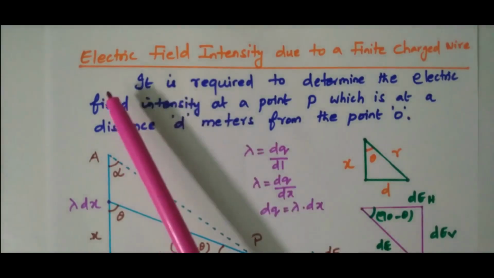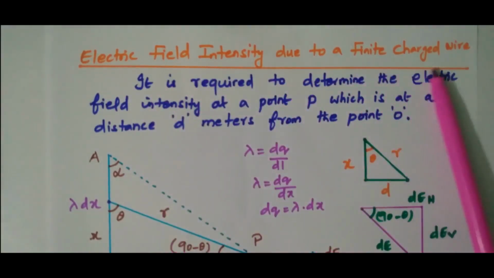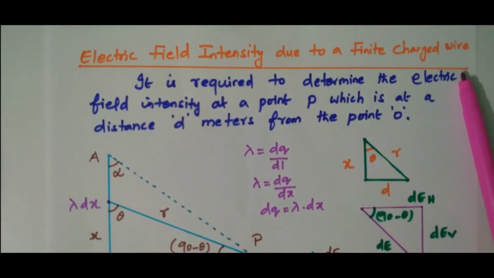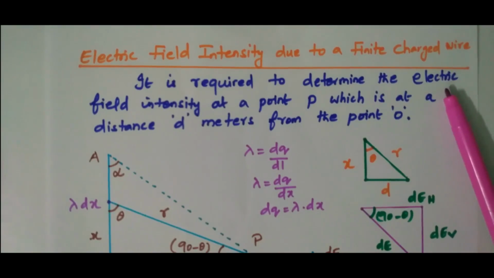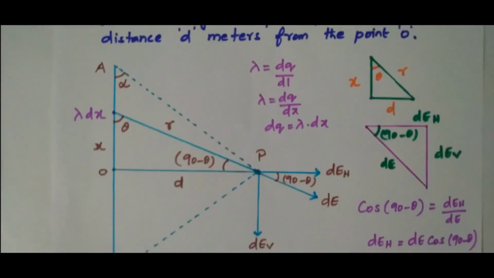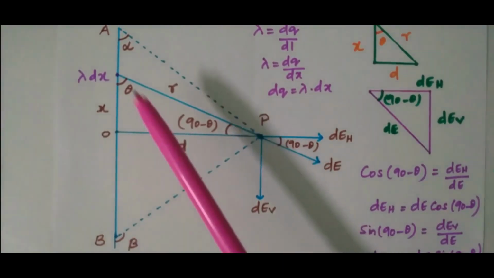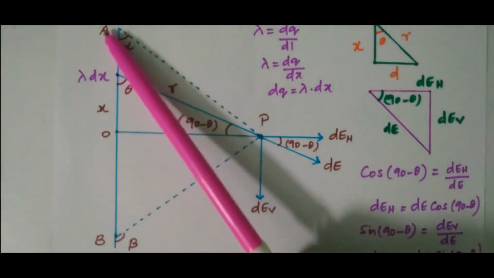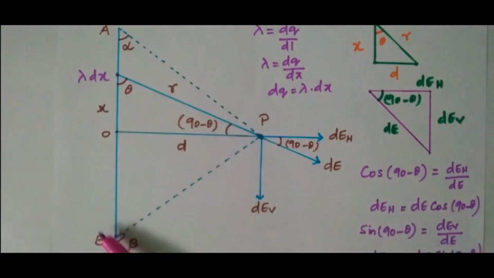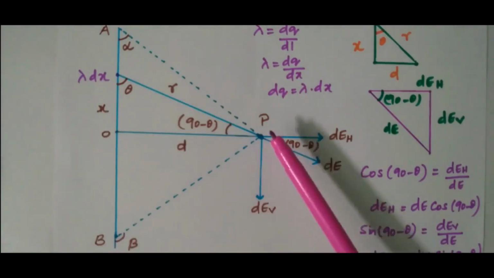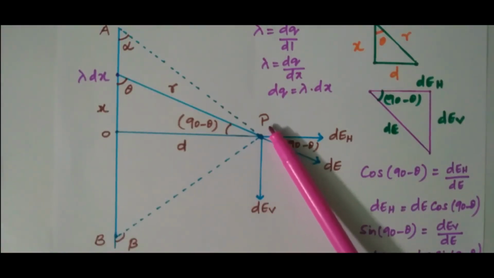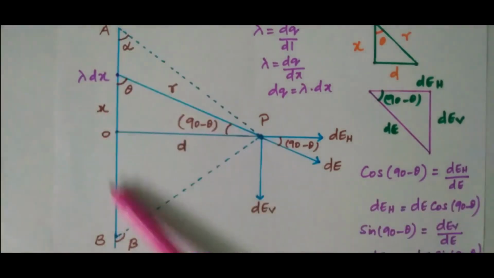Now we'll see the electric field intensity due to a finite charged wire. One finite charged wire is there. In that, we are going to obtain the expression for the electric field intensity, right? You can refer to this diagram. So this is a finite charged wire, AB. So this is the point P. At this point only we are going to find the electric field intensity due to this charged wire, right?